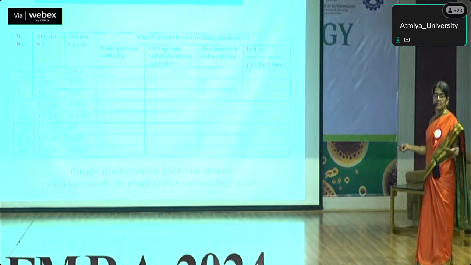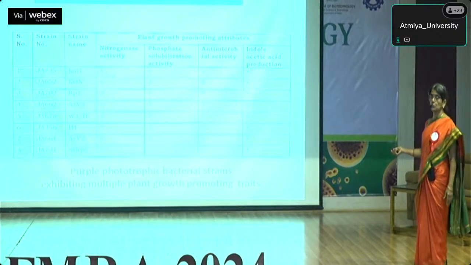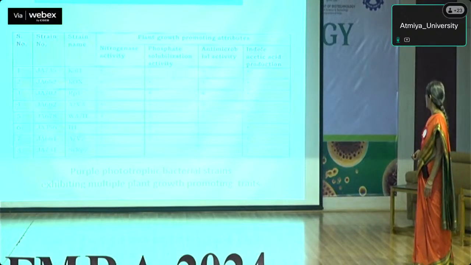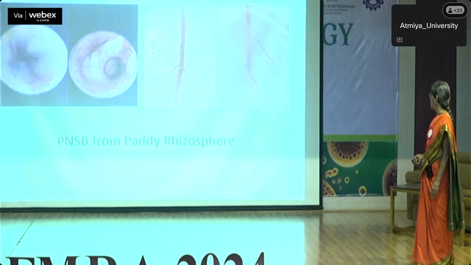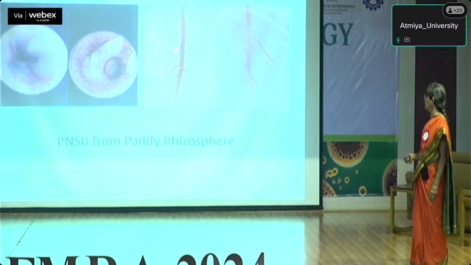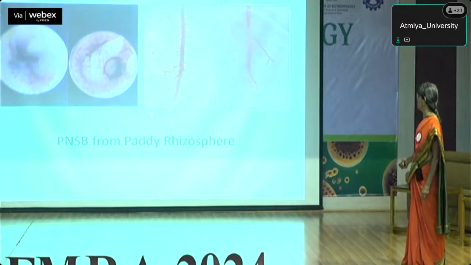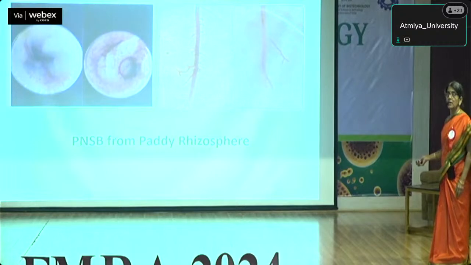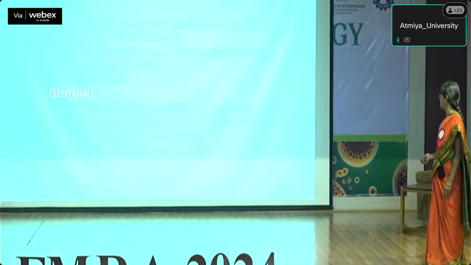Antimicrobial activity, I think it will be a part of your classroom experiments you can do. Indole 3, of course, for this you will require GC. So just to show that paddy root is inhabited with a lot of purple sulfur bacteria, and a few of our bacteria are commercialized and they are being used.